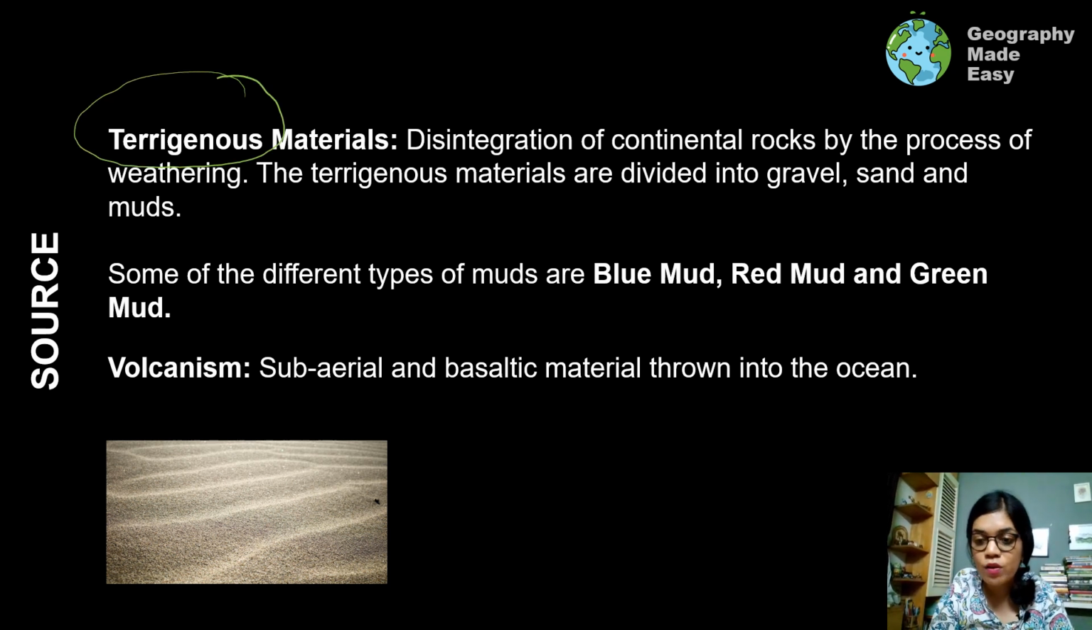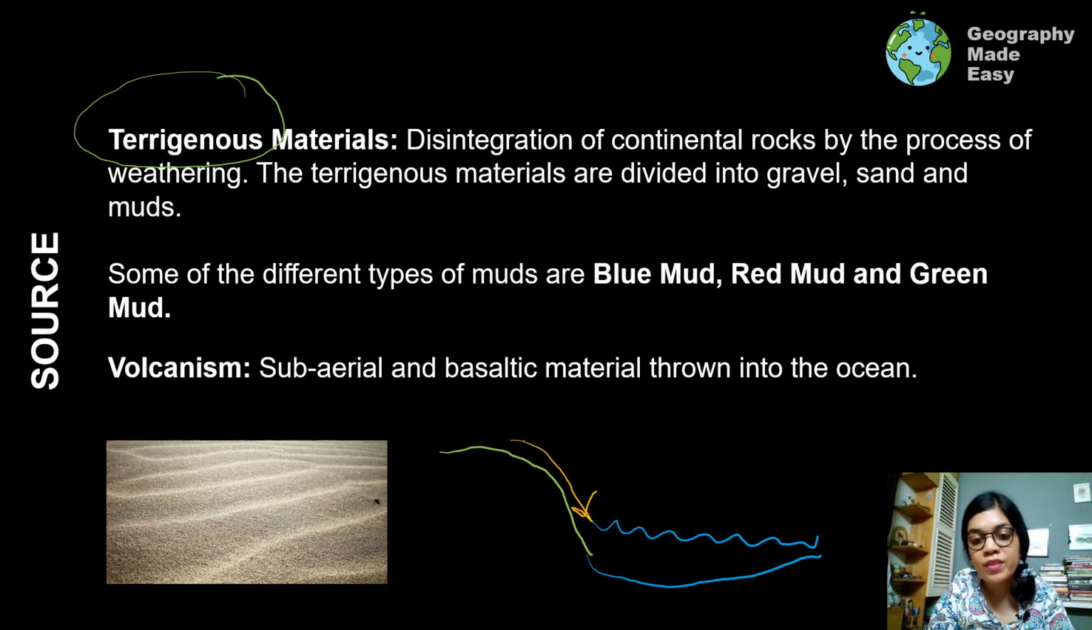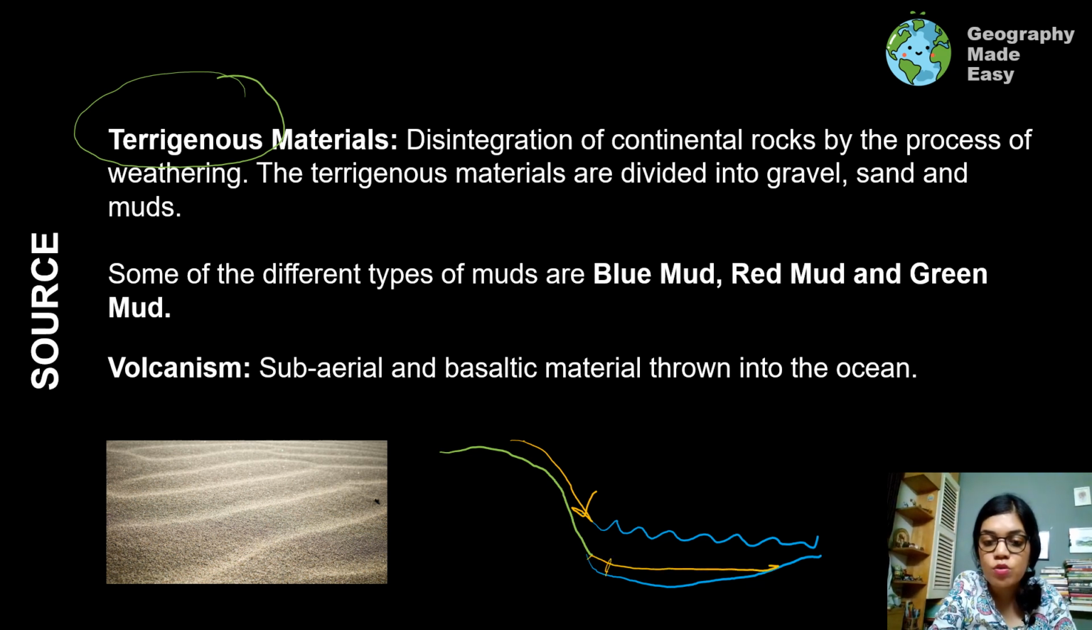And what is the meaning of the word terrigenous? It means continental. So any kind of deposits which are present in the continents, and if this is the ocean and this is the ocean bottom, so any kind of weathered material which is being transported from the continent towards the ocean and getting deposited on the ocean bottom creates the terrigenous materials.